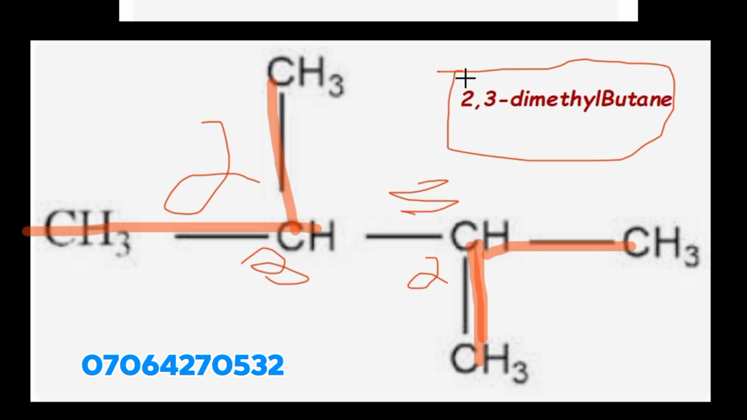In the next episode, we are going to consider each family one after the other. Family of alkane, family of alkene, family of alkyne. Make sure you continue this structural formula from heptane.